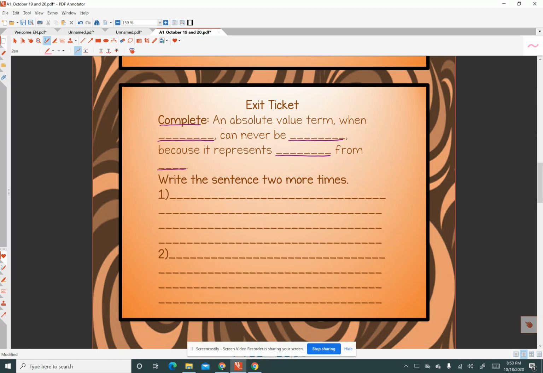Okay, so an absolute value term, when isolated, can never be negative because it represents distance from 0. And I'd like you to write that 2 more times.